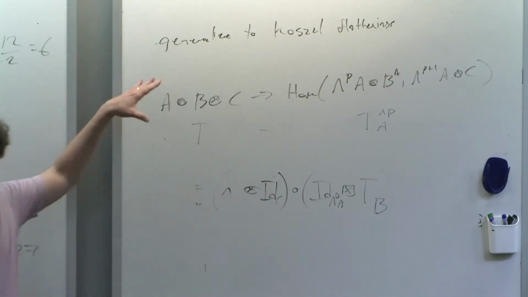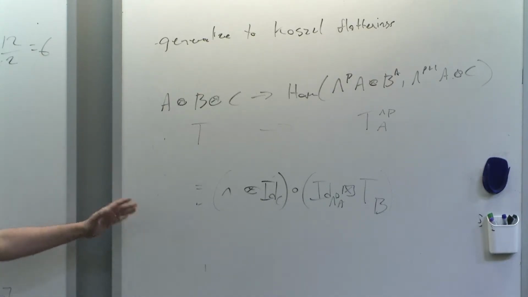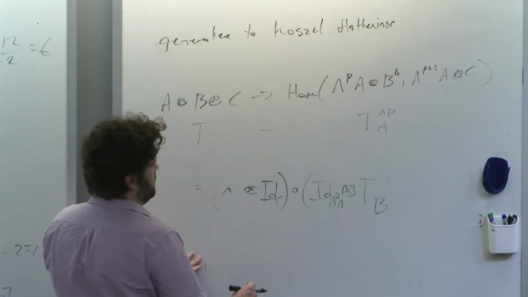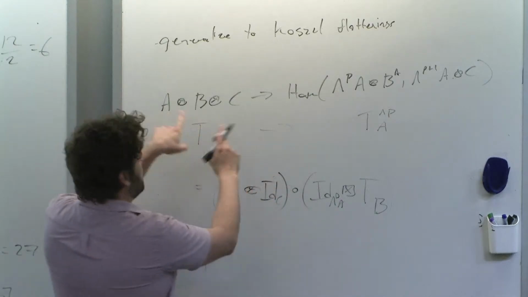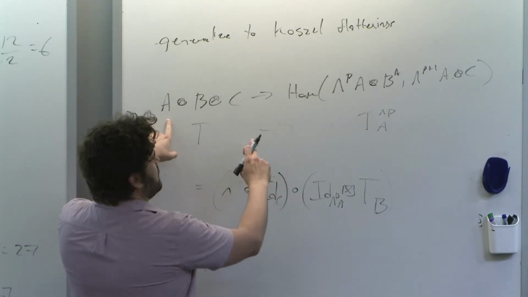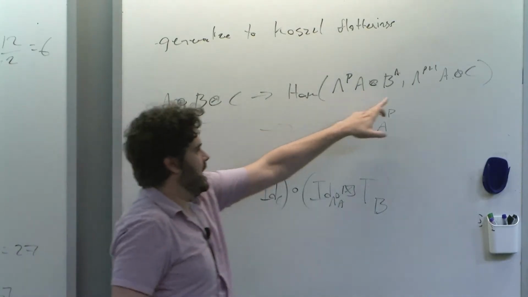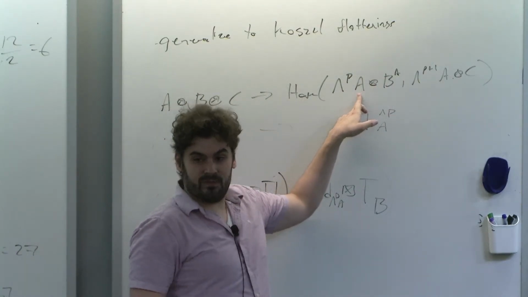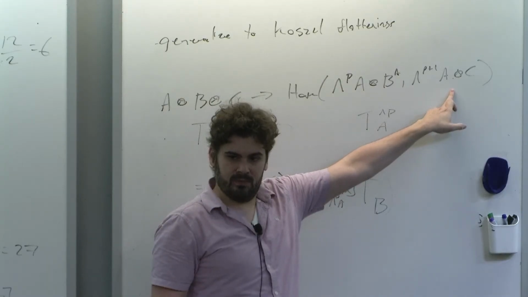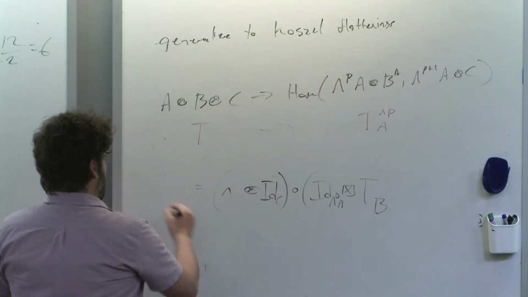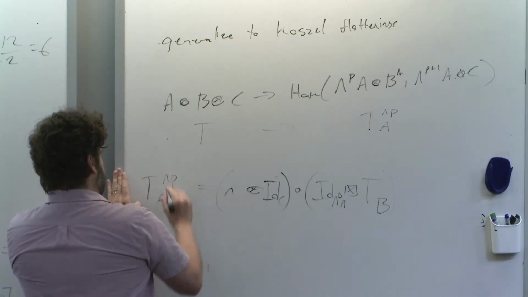We sort of do the same three-step process, but our A from the tensor gets wedged with a lambda P A from the input to give us a lambda P plus 1 of A. So this is T A wedge P.